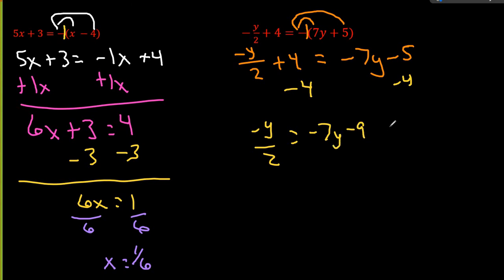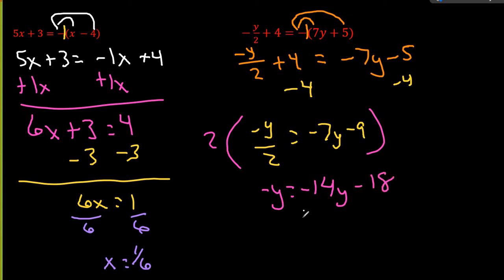There's different ways you could approach this. I don't like the fraction there. So I'm going to multiply everything right now by 2. Everything by 2, just to get rid of it. And then again, there's different ways you could approach this. But if I multiply everything by 2, that gives us negative y equals negative 14y minus 18.